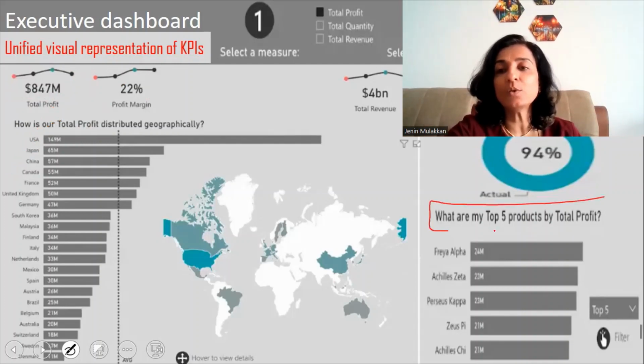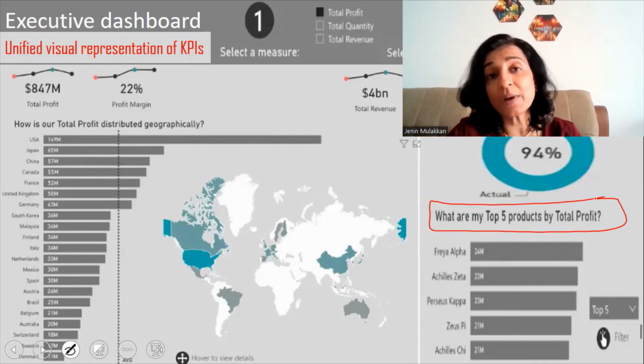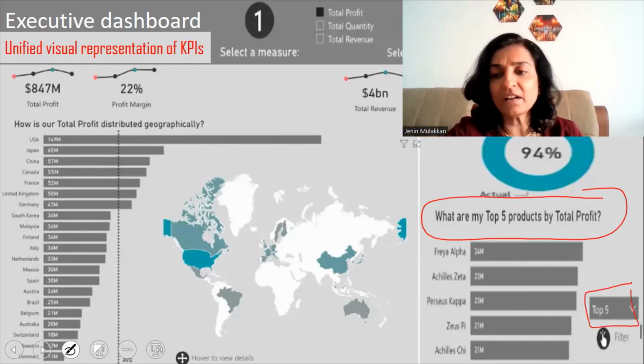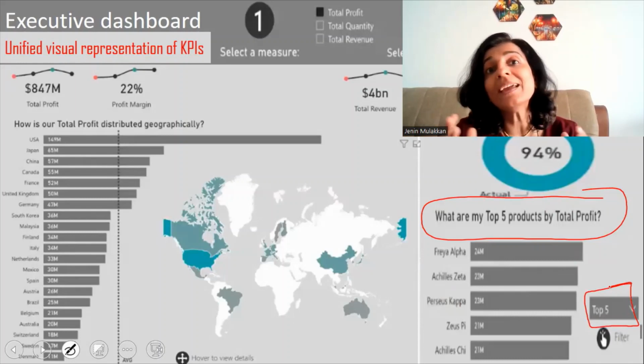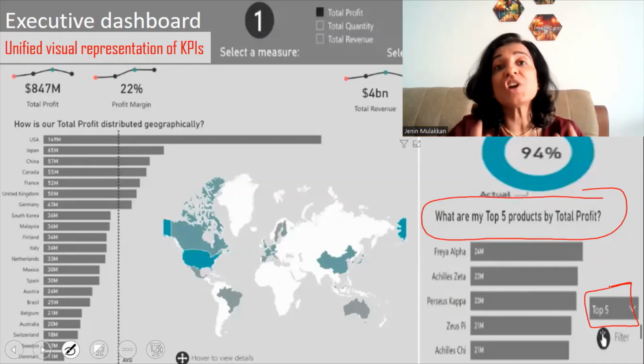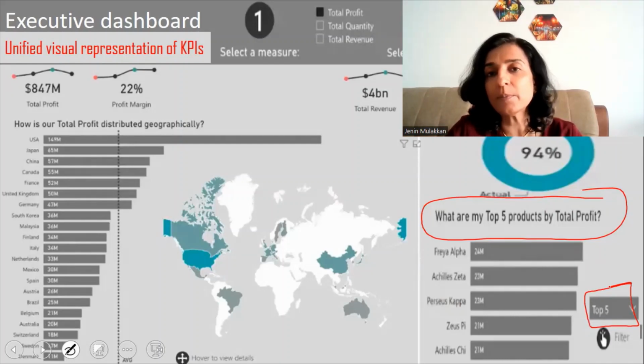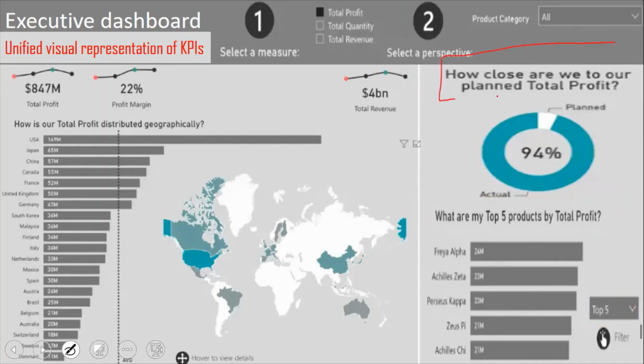Now, on the right side, you have the top 5 products by total profit. Now, check out this filter. It has been mentioned top 5. Now, you could alter that filter and you could give bottom 5 also. So we can immediately understand which are the products which are the lowest contributors towards the profit. And on the top right, they have shown how close are we to our planned total profit. And in this case, they have achieved 94% of the planned profit.